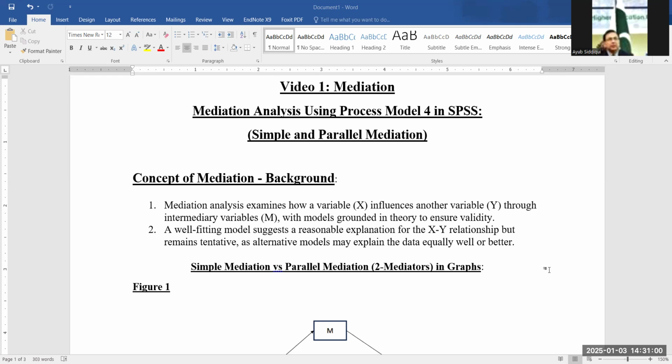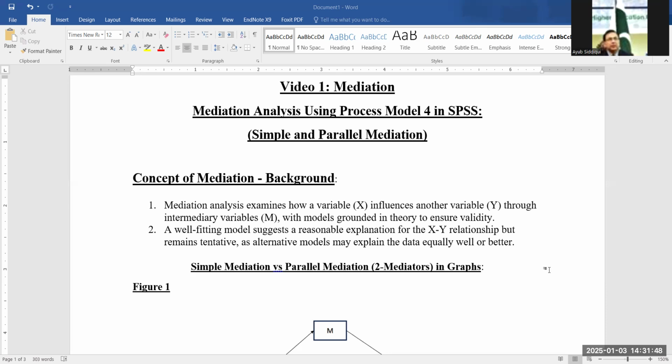According to Andrew Hayes, mediation analysis is a statistical method used to understand how a variable X influences another variable Y through one or more intermediary variables M. Now, these intermediaries represent the process connecting X and Y based on the researcher's idea of their relationships. Mediation models should be developed and justified based on theory, as other models might also explain the data equally well or even better. This analysis helps test if the proposed model is a reasonable explanation for the relationship between X and Y. If the model does not fit the data well, it can be dismissed.